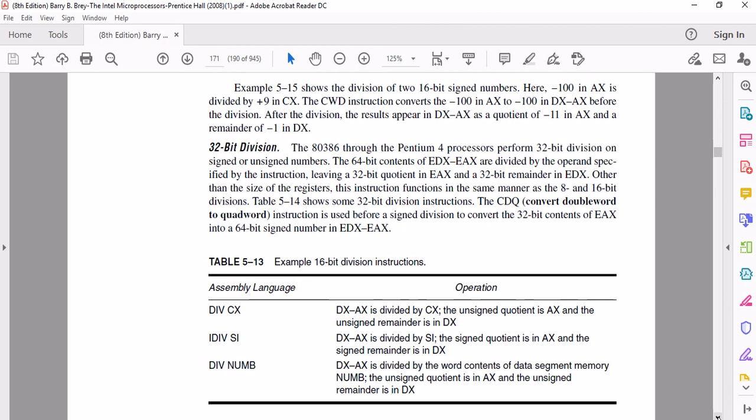So 16-bit division. Now DIV CX means DX and AX are divided by the value in CX, and the unsigned quotient is moved in lower half, that is AX, and the unsigned remainder is moved in higher half, that is DX. In the same way for signed numbers, DX:AX is divided by SI. Signed quotient is saved in AX and the signed remainder is saved in DX.